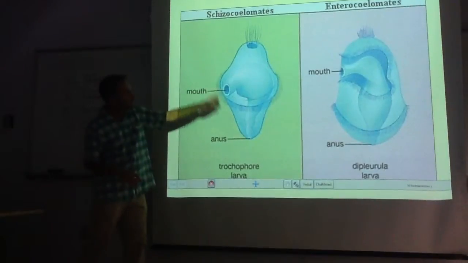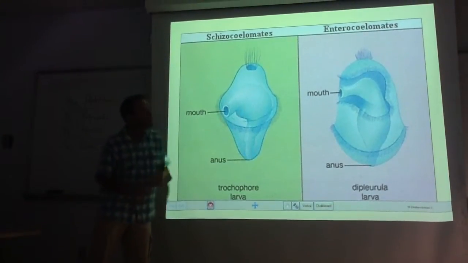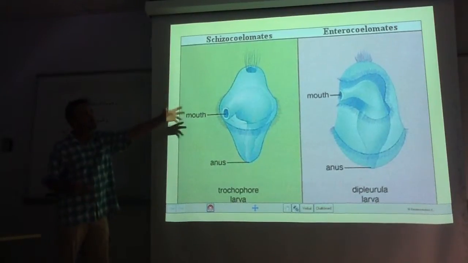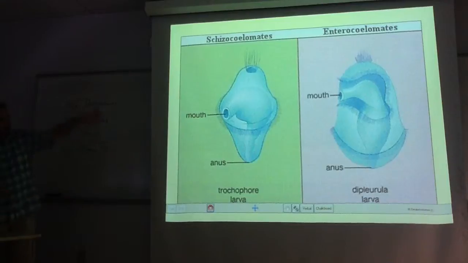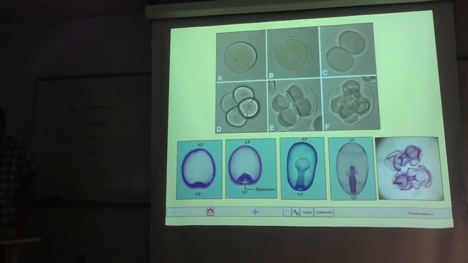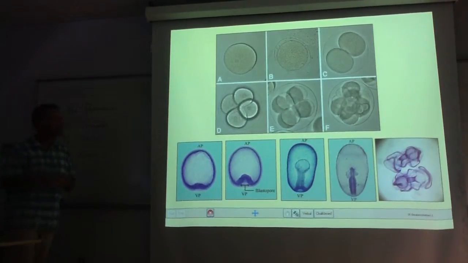This shows you the example of a trochophore larva and a dipleurula larva, which would be characteristic of an echinoderm, of an enterocoelomate animal. So it looks different, right? The cilia are in different places. It has different little ridges and grooves on it, right? They're different types of larvae. So these, I think, are sea urchins. You're going to look at starfish.